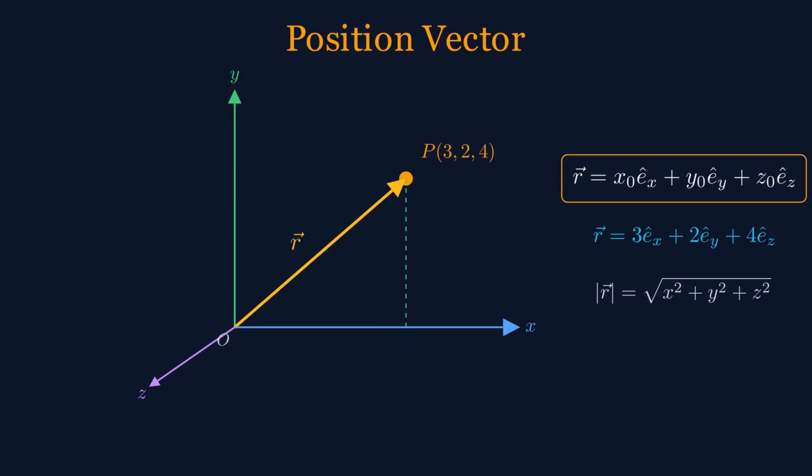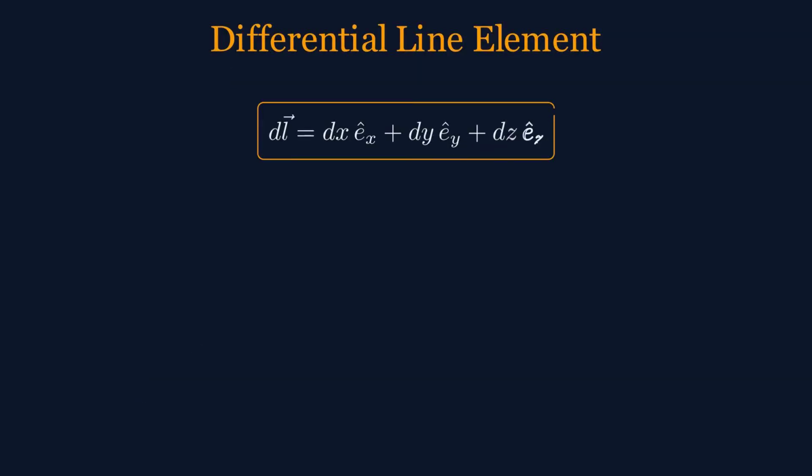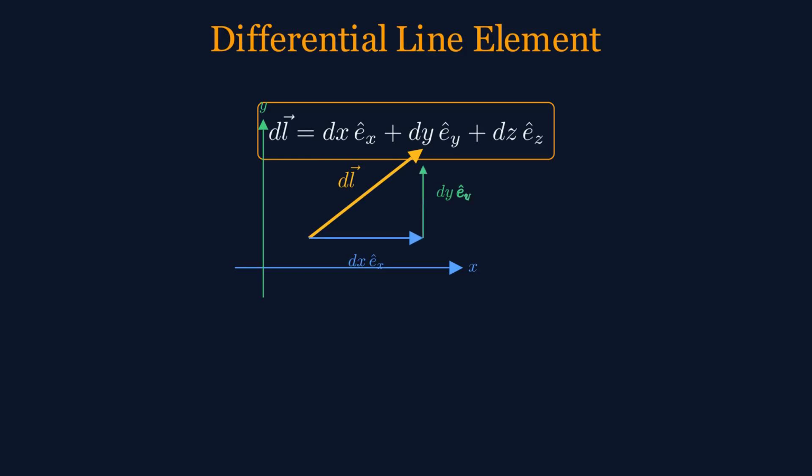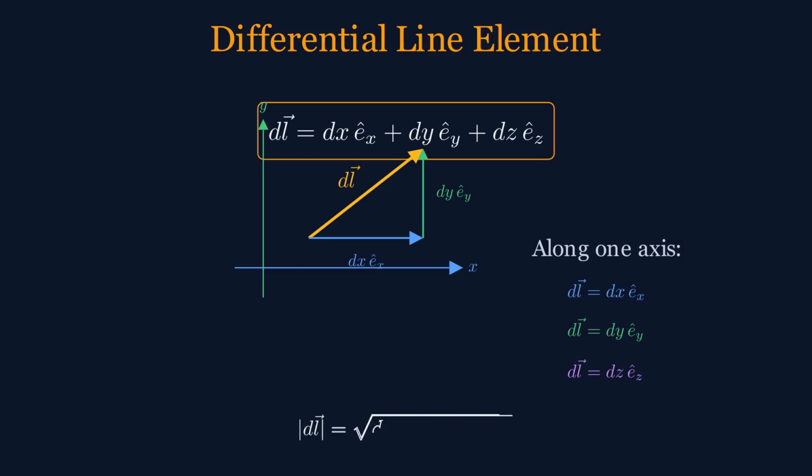The differential line element dl represents an infinitesimal displacement in space. In Cartesian coordinates, it is dl equals dx ex plus dy ey plus dz ez. When we move only along the x-axis, dl simplifies to dx ex. Along the y-axis, dy ey. Along the z-axis, dz ez. The magnitude of dl is the square root of dx squared plus dy squared plus dz squared. We will use dl extensively when computing line integrals of fields.